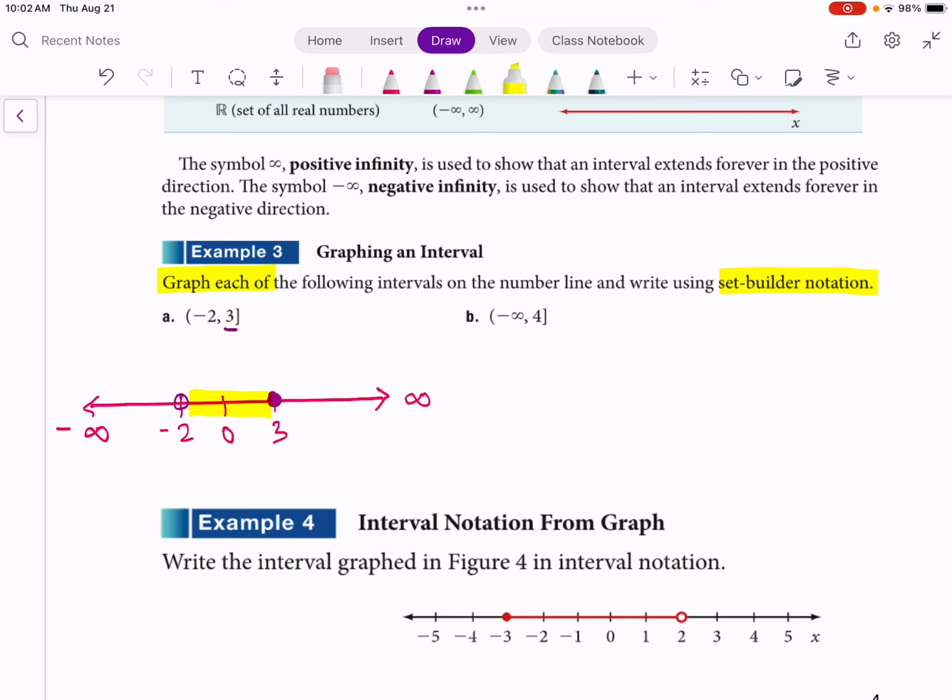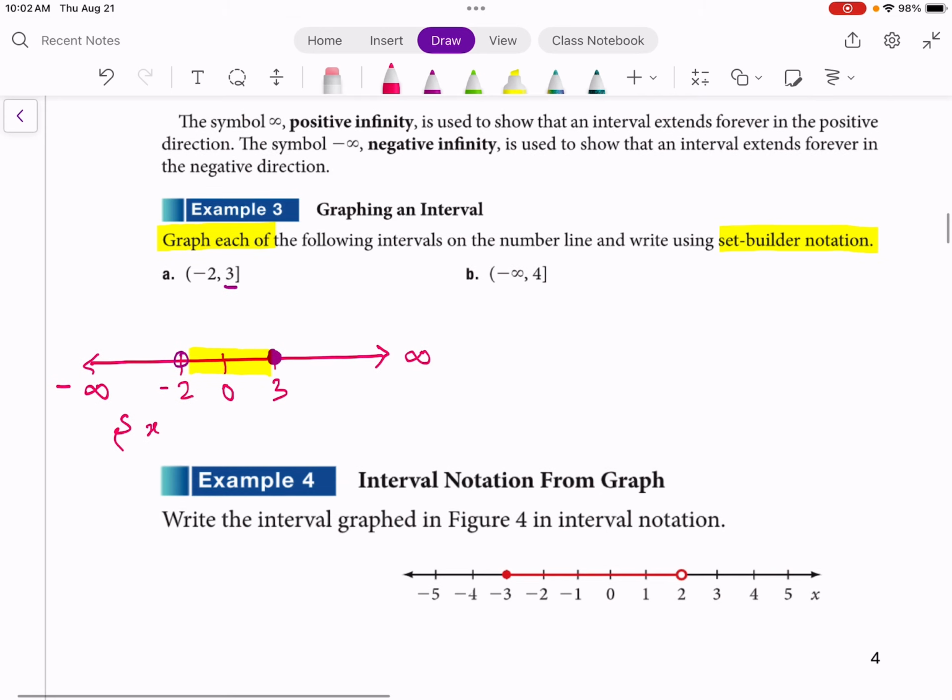Next, let's write this interval notation in set builder form. For that, we have x to represent a number in the set such that x is greater than negative 2 and less than or equal to positive 3. We have a parenthesis here, so we use the strictly greater than sign. We have a bracket here, so we have less than or equal to. If you have a bracket, make sure to have an equals sign with the inequality.